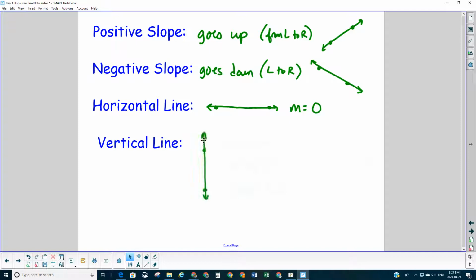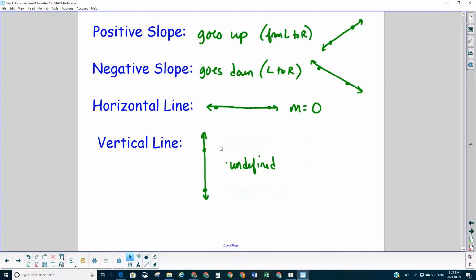And the opposite of that is a vertical line. And in the activity, it says it's undefined. And the reason it's undefined is because you would have a fraction where there's a rise, say 6, but the run would be 0. And 6 over 0 is not allowed. You can't divide by 0. It's impossible. If you punch it in your calculator, you'll get an error.